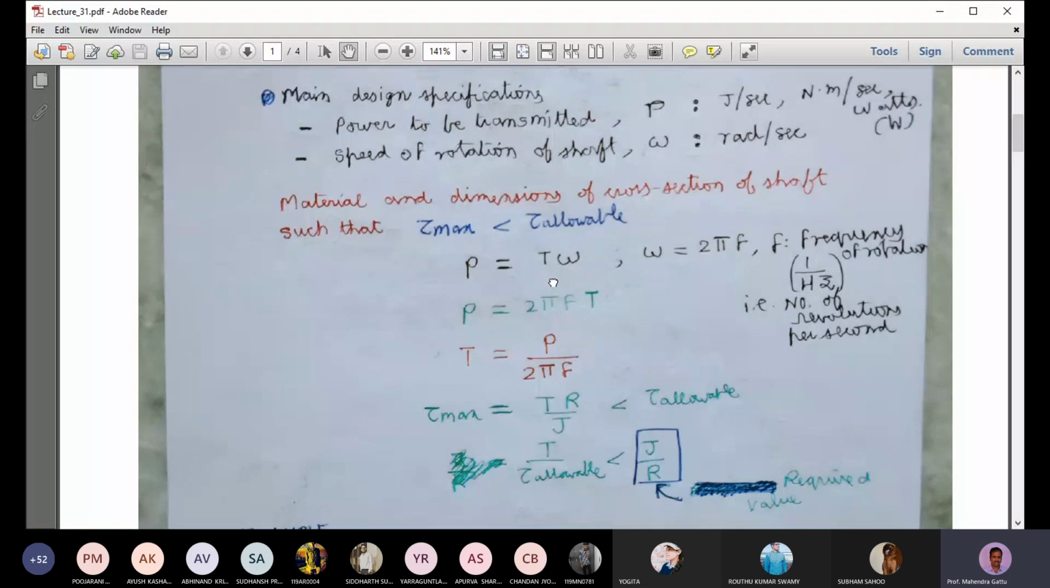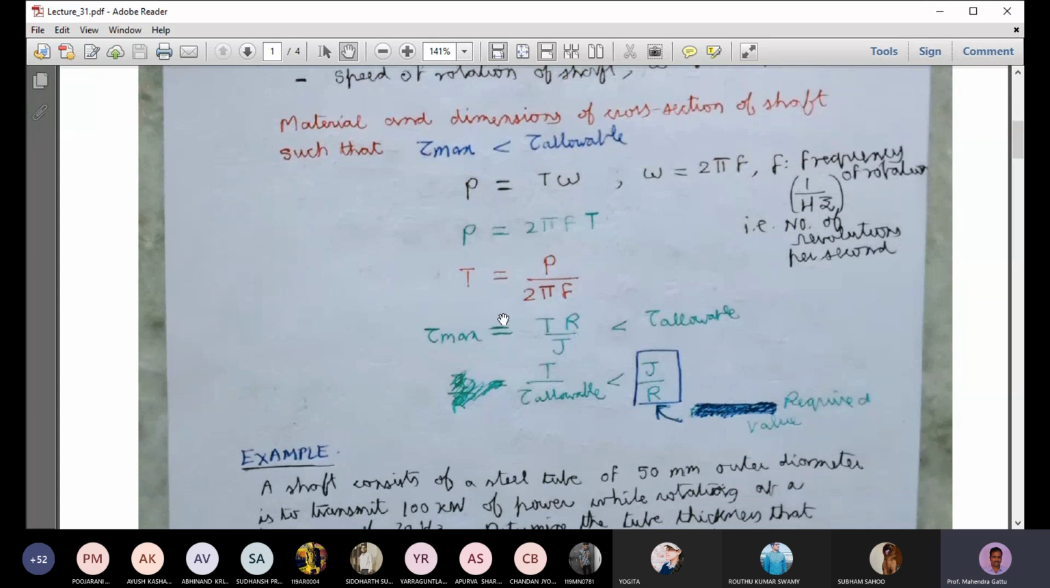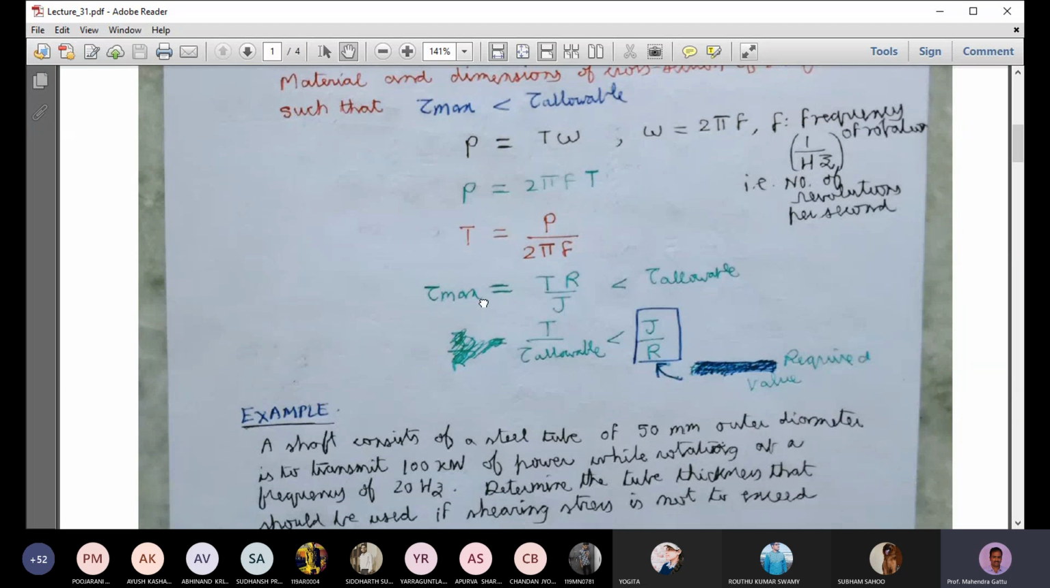Okay. In design problems, you are usually given the power transmitted by the shaft, the angular velocity, and the allowable stress on the shaft. You have to find what the dimensions should be, or what material you should use. For that you have to find the shear stress coming on the shaft. The maximum shear stress will occur on the outer part of the shaft. That is given as TR by J, and that should be less than tau allowable. You can find T from this relation.